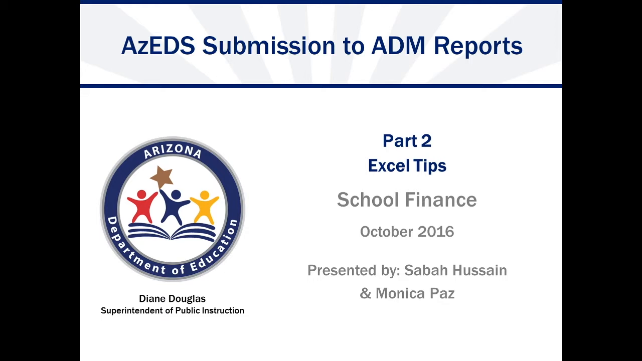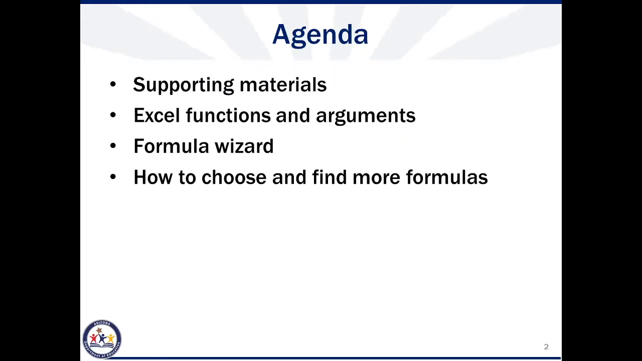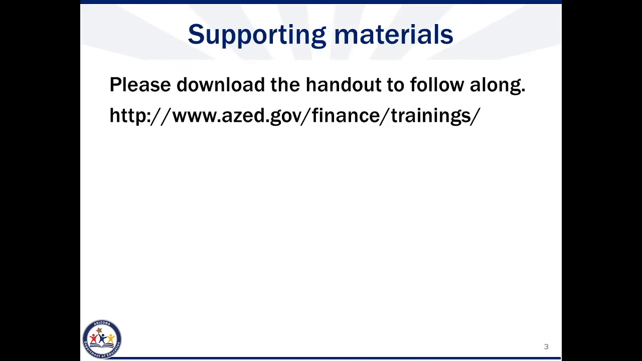We'll be going through some Excel tips like VLOOKUPs to get you through your student data and your potential thousands of errors a little bit faster than one at a time. We want to go through where you can find supporting materials, and then just generally what are Excel functions and arguments. Monica will show you how to use the formula wizard in Excel to really drive down and do the VLOOKUP in detail, and then I'll give you a little bit of homework about how to find more formulas and help you out better.